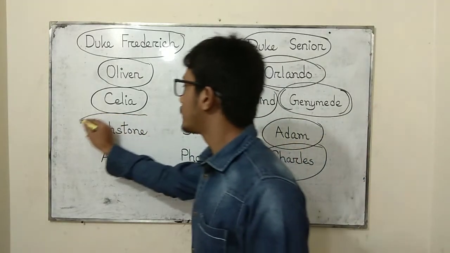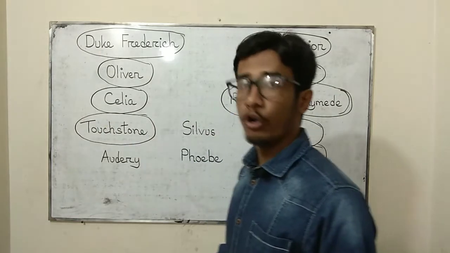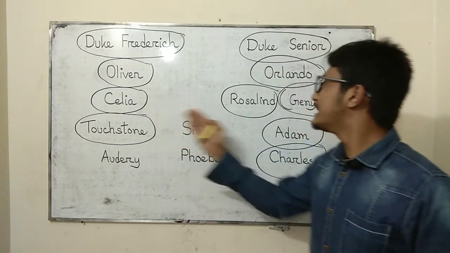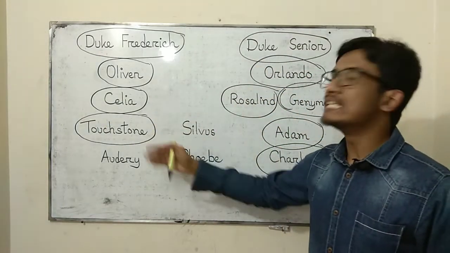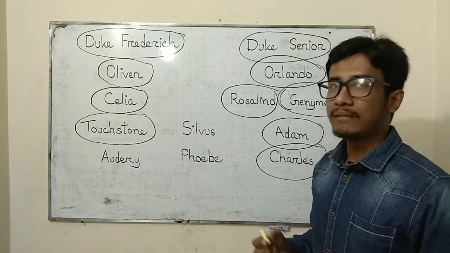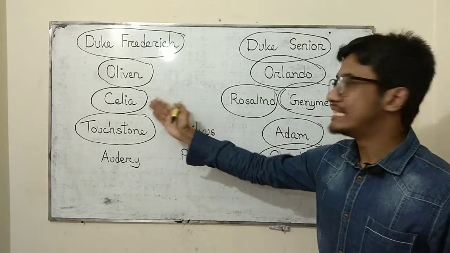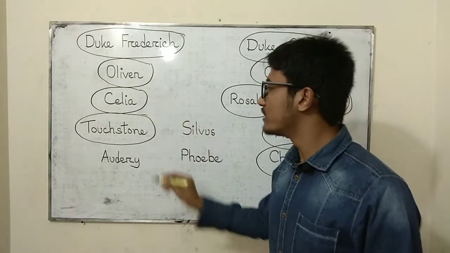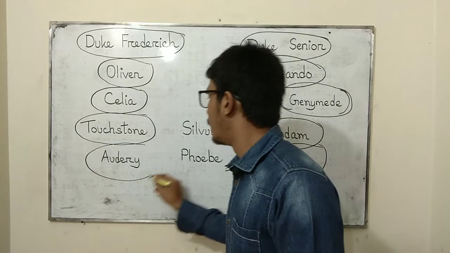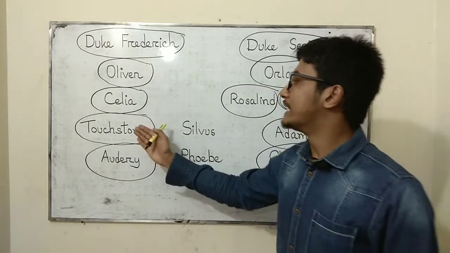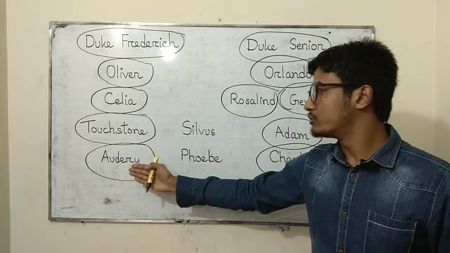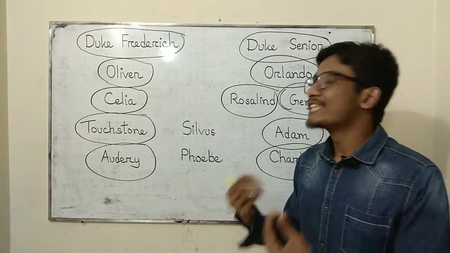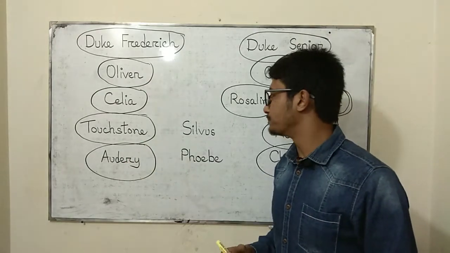The fool Touchstone is also with Celia and Rosalind. Basically, his purpose is entertaining the sisters Celia and Rosalind. So Touchstone is with them, and in the forest he finds Audrey, whom he loves a lot, and Audrey also expresses her love for Touchstone.